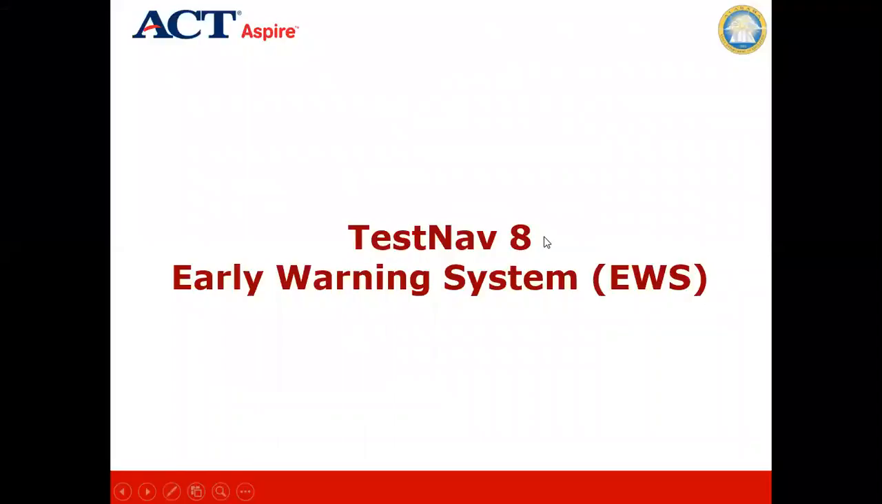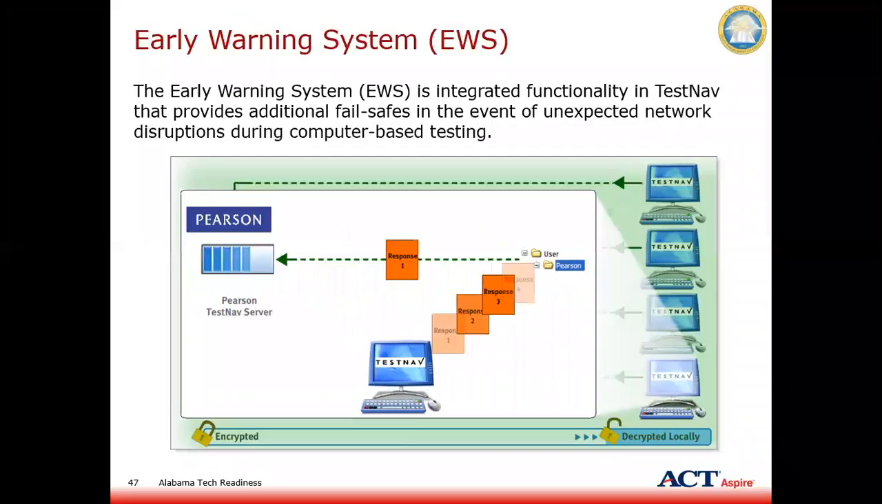Okay. So the next component of TestNav is what's called the Early Warning System, or EWS. The Early Warning System is functionality built in, integrated into TestNav. It's running silently in the background for students, so they're not even aware that it's there. But it's there to alert you to any issues that may arise during the test administration. These include interruptions in your network connectivity, again, other applications attempting to take control of the desktop, and also it's what's going to be maintaining the student responses, making sure that their information is being captured and then transmitted to our servers.